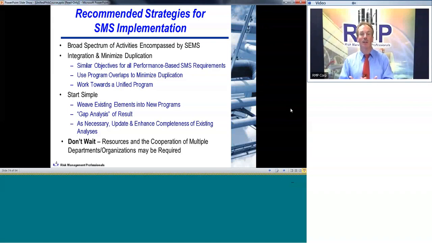Take a look and see if there are elements that are missing, things that need to be improved, and also, as necessary, update and enhance the completeness of existing analyses. You don't necessarily have to reinvent the wheel. You also don't necessarily have to call a consultant and say, just do my program from scratch. If you've got something that works, if you've got program elements and practices that function at your facility and are consistent with managing safety at your facility, that's an excellent place to start. And again, November 15th is right around the corner. We encourage folks not to wait. You've got resources that may be available to you if you work ahead of time. You've got multiple departments and organizations that all have to be pulled together, so it's important that you get started and move forward on this.